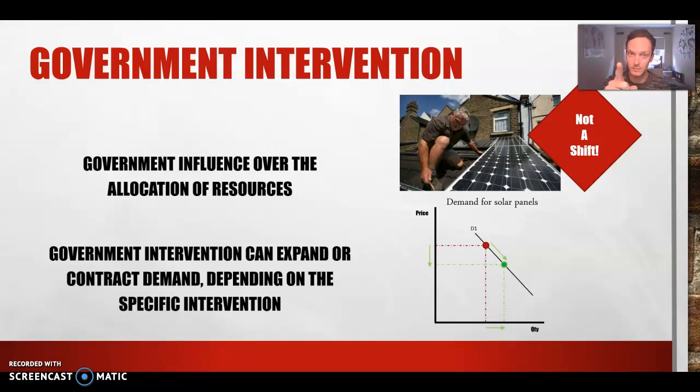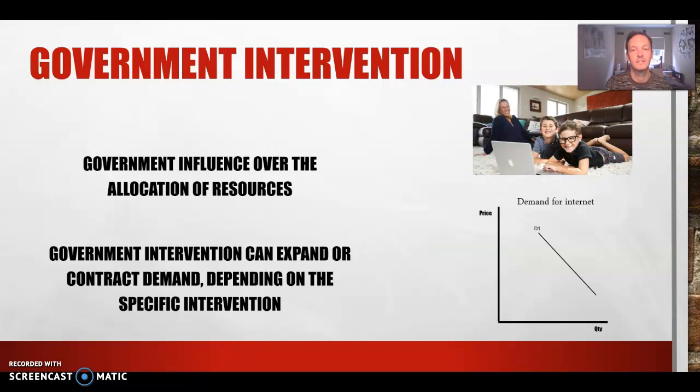Be careful with this one, okay? Be careful with all of these that if it's price that's changed, it's just a movement along the curve. If it's something else, then it's a shift. So let's go over something else.